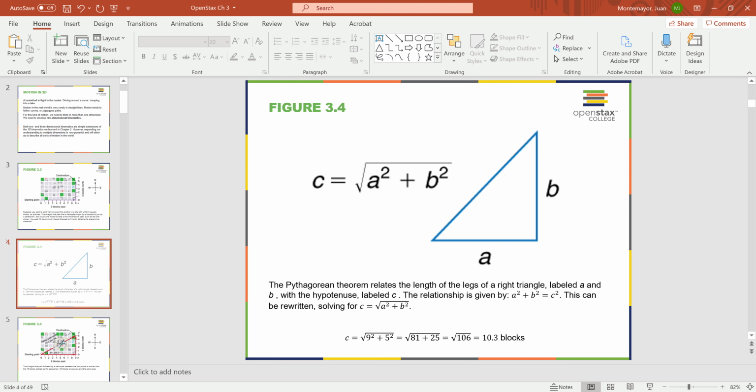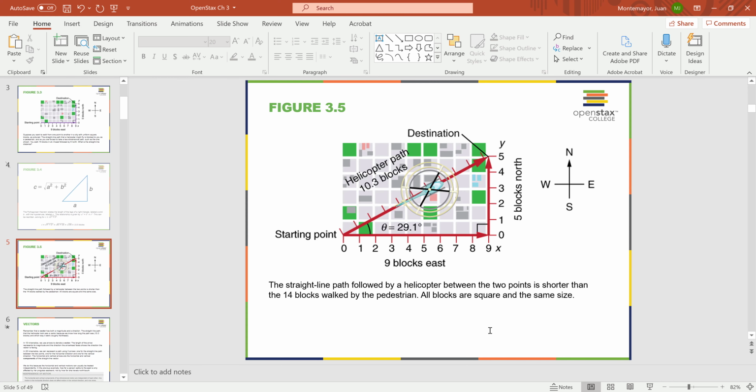And here you have your a squared plus b squared equals c squared. Now if you want to solve for c, which would be this line right here, we have your a squared, this number squared, plus b squared, whatever this number is, and then that would be your c squared. So you take the square root of that. Here we know that we're using the 9 blocks east, so 9 squared plus 5 squared, so 81 plus 25. The square root of that would give us 10.3 blocks.